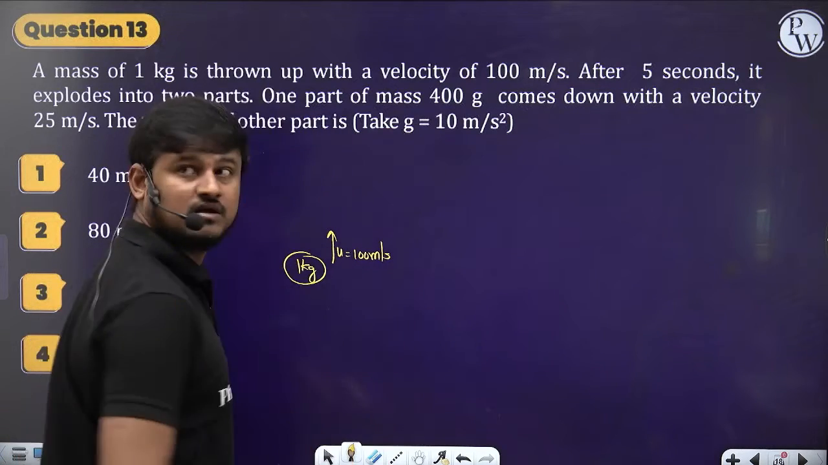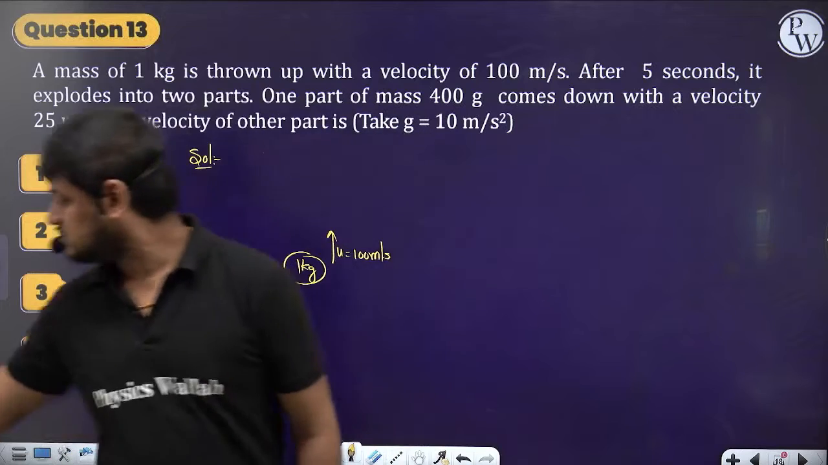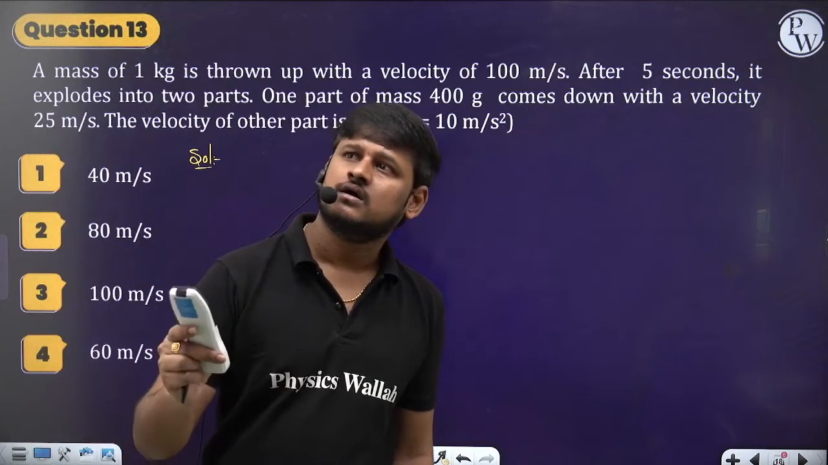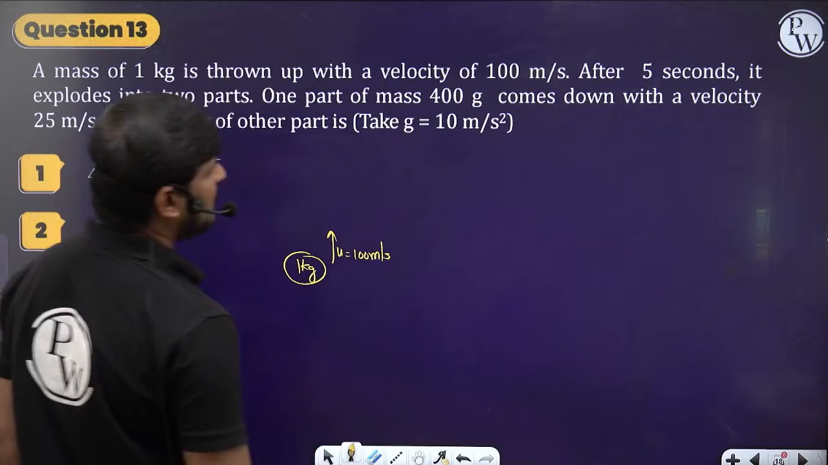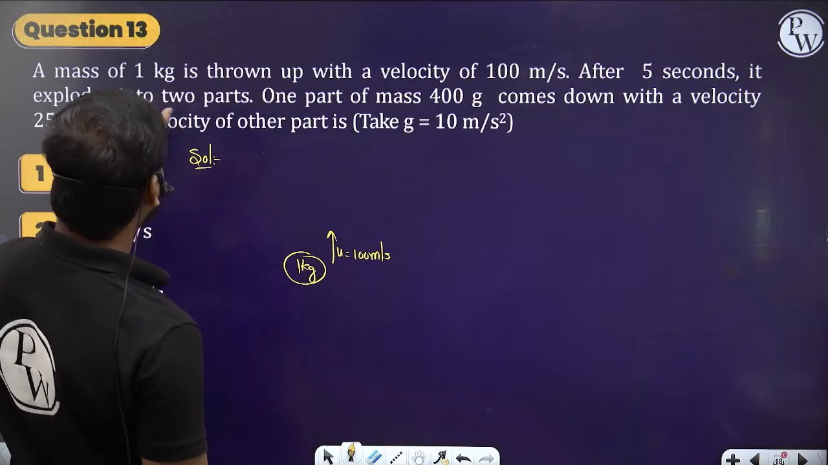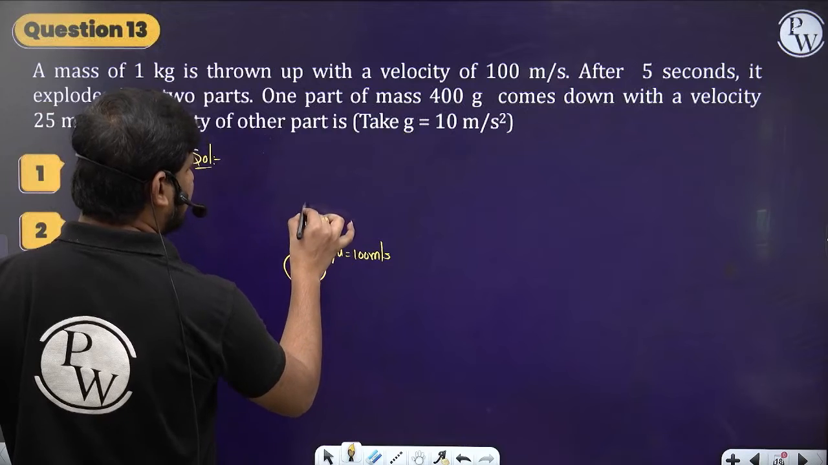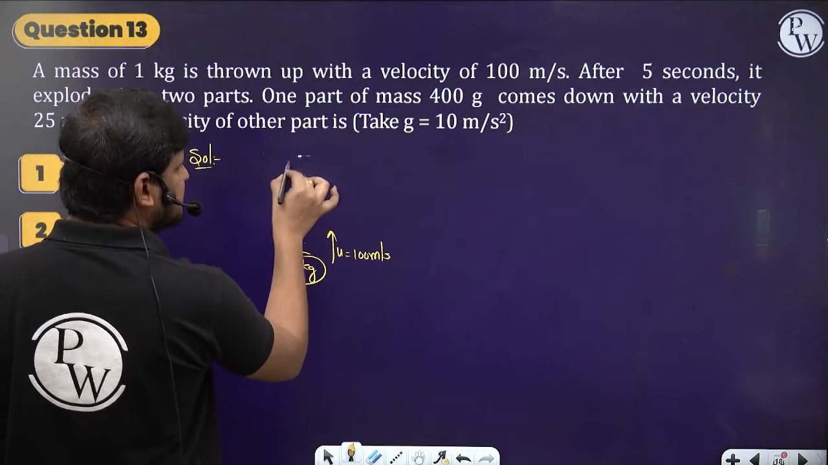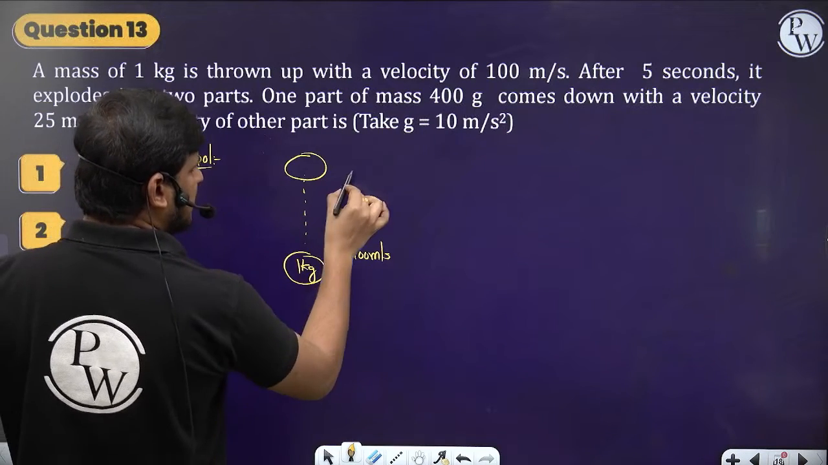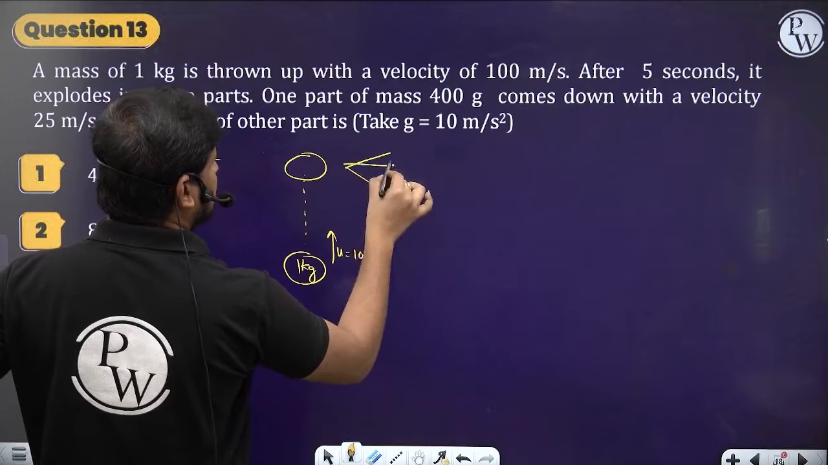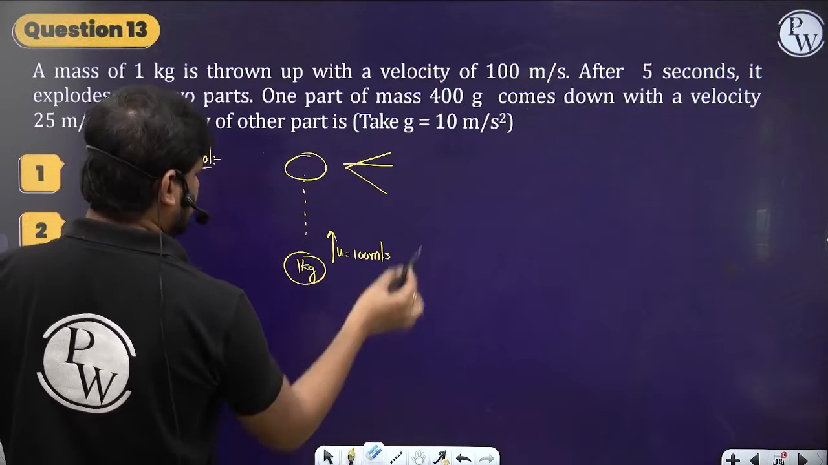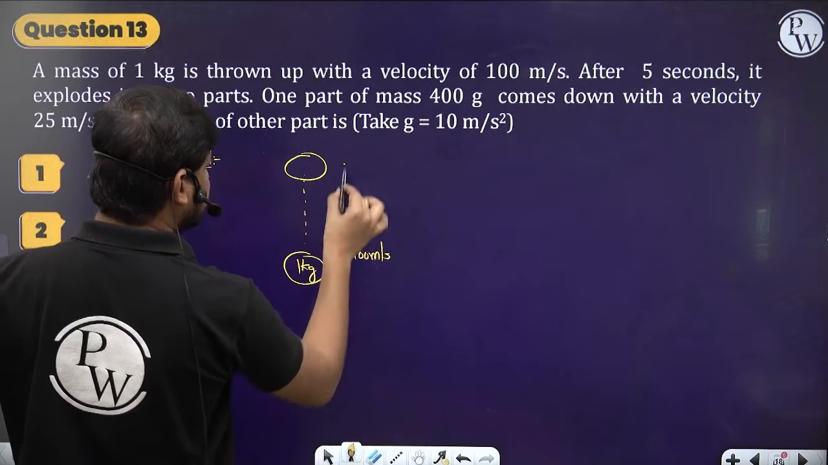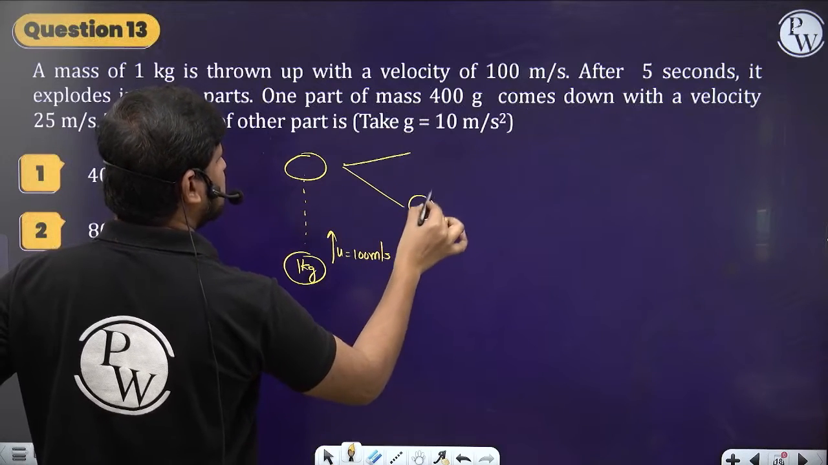So then, sorry guys. So 100 meter per second. Then after 5 seconds, it explodes into two parts. See here, after 5 seconds means its velocity changes by the time it reaches here. So then it explodes into parts here. So like this. Sorry, only two parts. It explodes into two parts. So this is one part, this is one part.